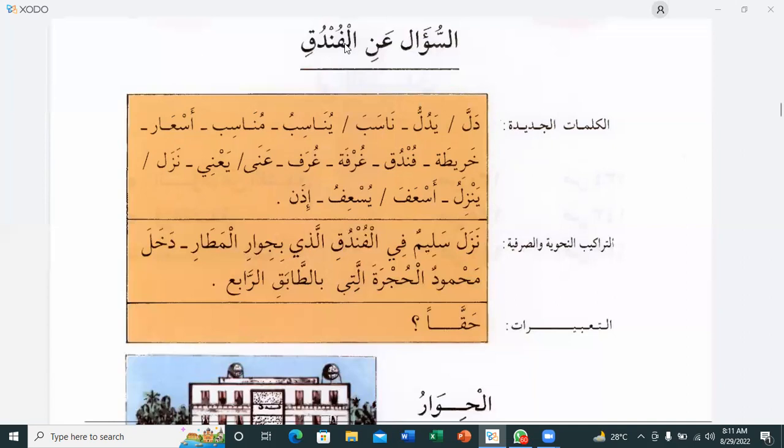Now Sonia and Jabeen, you repeat all these words. Dalla, yadullu, showing. Nasaba, yunasibu, munasibu, suitable. As'arun, price. Kharitatun, map. Funduk, hotel. Ghurfatun, room. Ghurafun, rooms. Ana, yani, means. Nazala, yanzilu, staying. Asafa, yusifu, help. Idhan, so. Idhan, not Izan. Noon is isn't. Okay, isn't so.